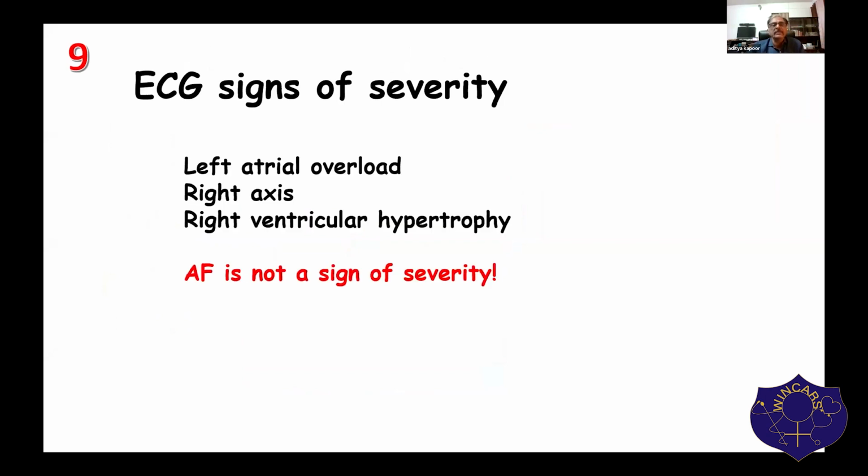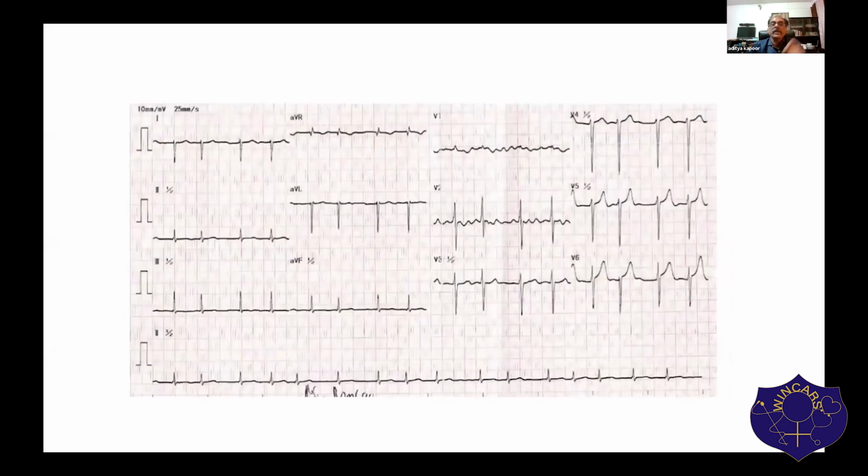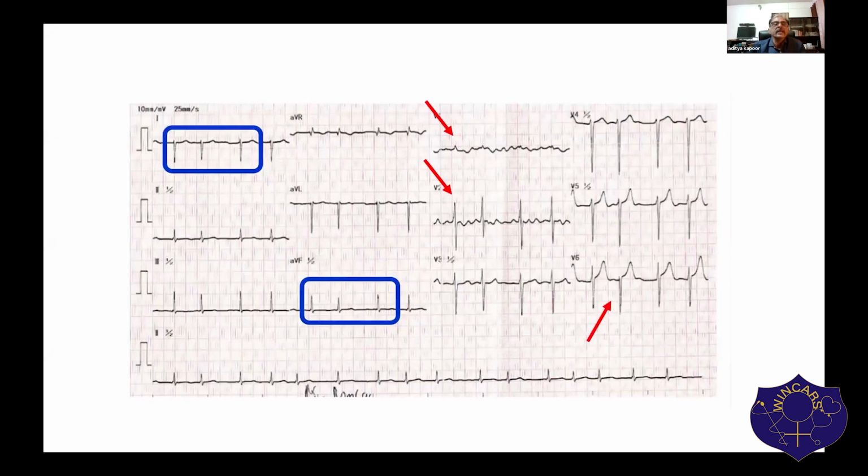ECG signs of severity we discussed: left atrial overload, right axis, right ventricular hypertrophy. Remember, AF is not a sign of severity. Usually AF occurs in severe MS, but the reverse is not true: if there is AF, it is not necessary that MS is severe. So again, left atrial, biatrial overload with RVH strain. Remember, in atrial fibrillation, you might get fooled because atrial enlargement will not be seen. Madam pointed out that you might get a QR in V1, pointing to right atrial enlargement. So this is atrial fibrillation. You're getting some R waves in V1, not a QR, suggesting RVH and a right axis deviation. So atrial fibrillation with right axis deviation and RVH, suspect mitral valve disease.